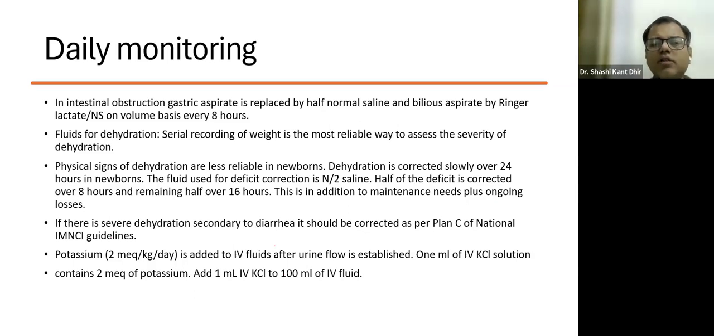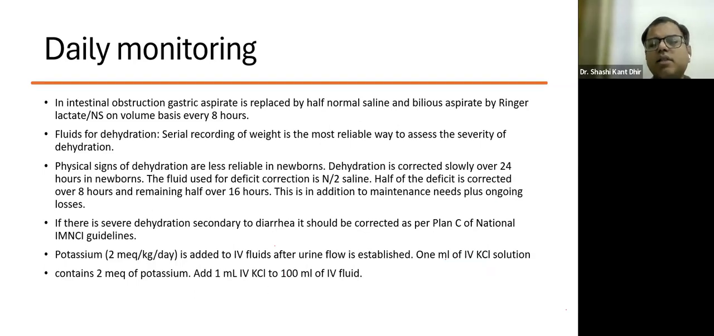So how is it done? Suppose we calculate that the bilious aspirate is 50 ml in the last 8 hours. So whatever fluid we are going to give in the next 8 hours, we add 50 ml extra in that 8 hours, right? So it is important. So whatever fluid is lost, it is to be added over the next 6 to 8 hours to whatever we have calculated. So serial recording of weight is very, very important.